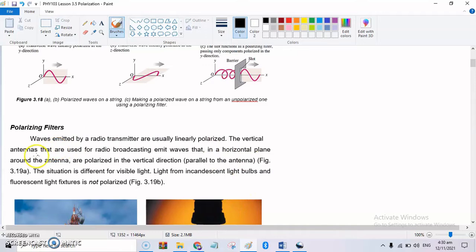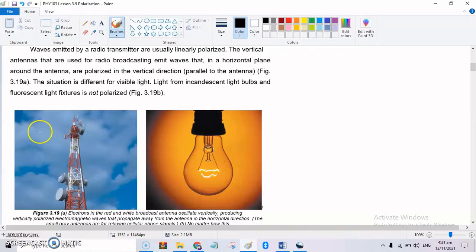The vertical antennas that are used for radio broadcasting emit waves that travel in the horizontal plane. So the waves pala are in the horizontal plane, pag ganon, around the antenna, and they are polarized in the vertical direction, or parallel to the antenna. So there's a polarization filter in here.